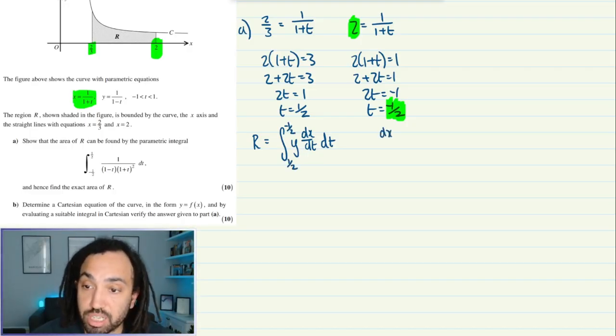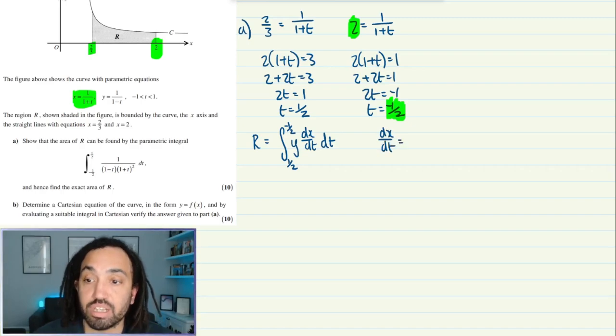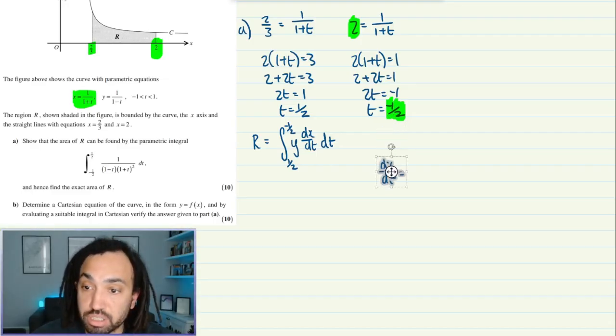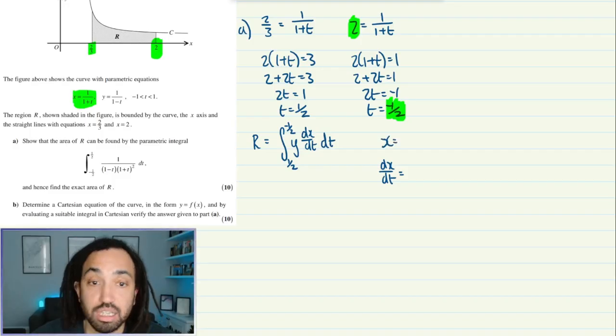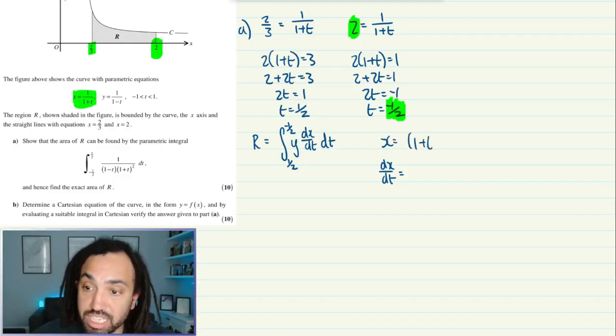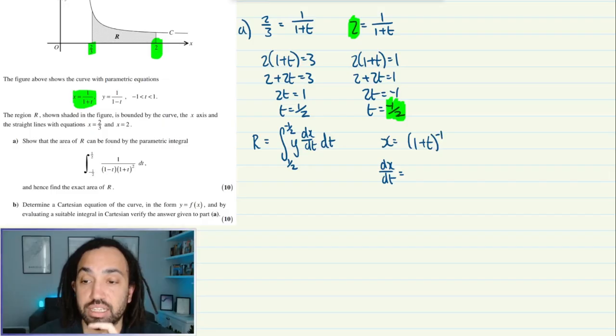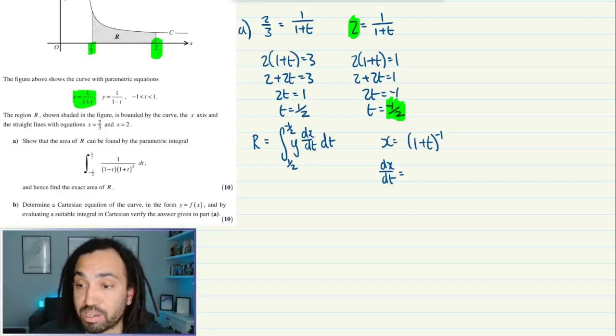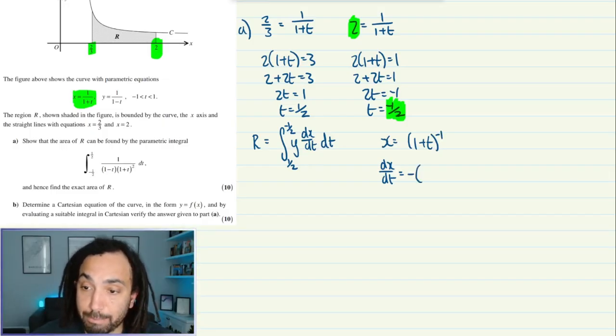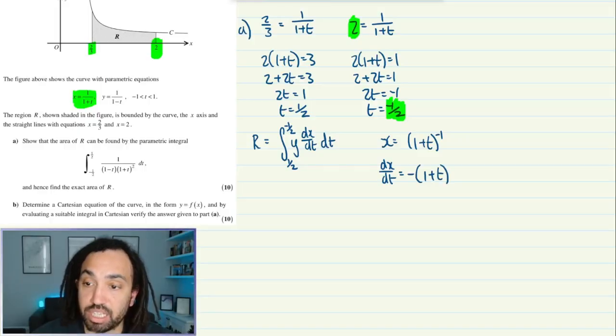Right, so before I could do that I need to find dx by dt, and in order to do that what I might do is I might just rearrange the x equation, so I could just write it as 1 plus t to the -1, and then I can differentiate using the chain rule. So the power comes down to the front, we keep the function, the bracket, the same, we drop the power down by 1, and we times by the derivative of the bracket, which is just 1, so I don't need to do anything extra.